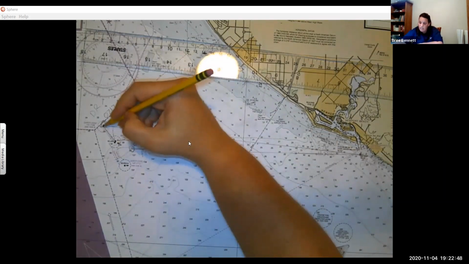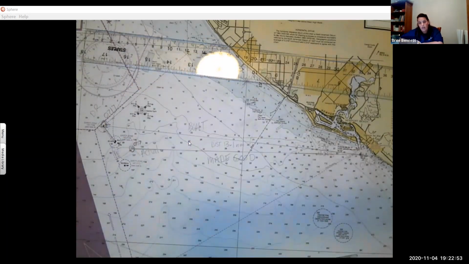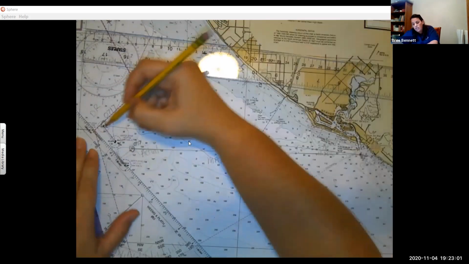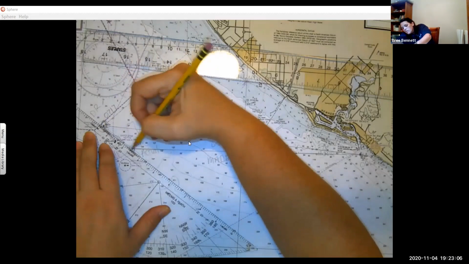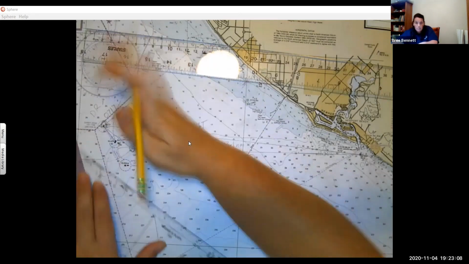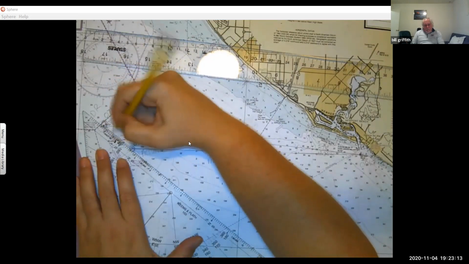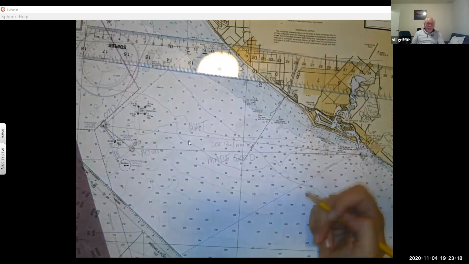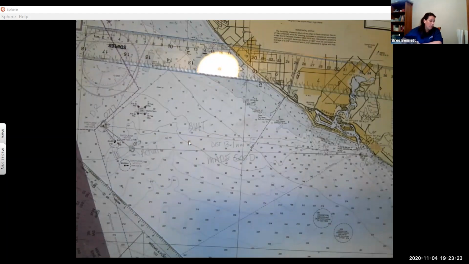So that means if we connect the end of this point and the end of this point, we can get what our current was, our set and drift. So we could connect those dots. I'm connecting from Edith to that actual position. Can't see it very well. Yes, we can see. Okay, so now I have my triangle, and now I need to fill out what they're asking for.